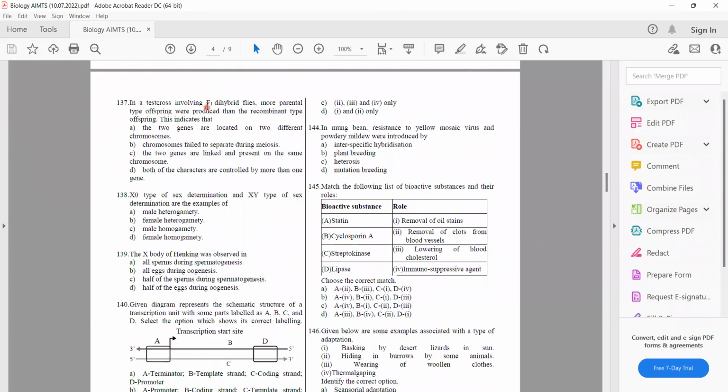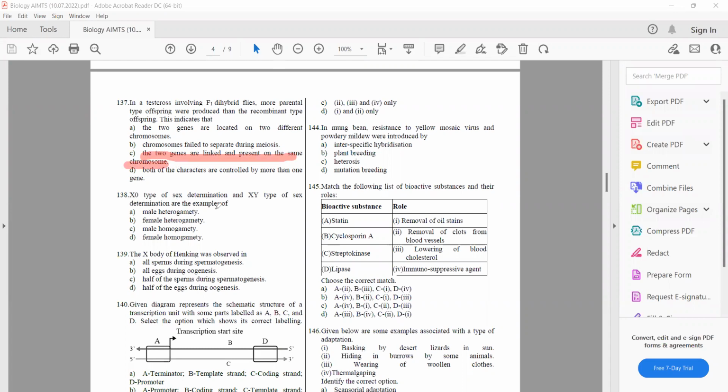137, in a test cross involving F1 dihybrid flies, more parental type offsprings were produced than the recombinant type of offspring. So this indicates that, we know when the genes are tightly linked and present on the same chromosome, more parental characters will be observed and very few recombinant types will be observed there. So the two genes are linked and they are present on the same chromosome.